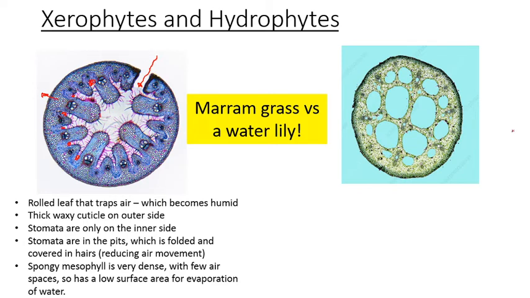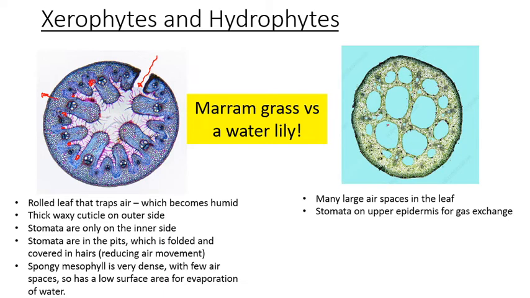Water lilies. So these little pockets here are just empty air spaces. Really large air spaces. Even in that diagram there, the air spaces are taking up probably 50% of the leaf.